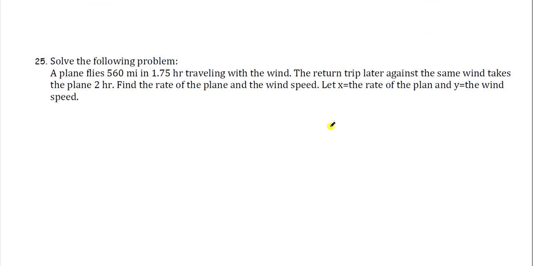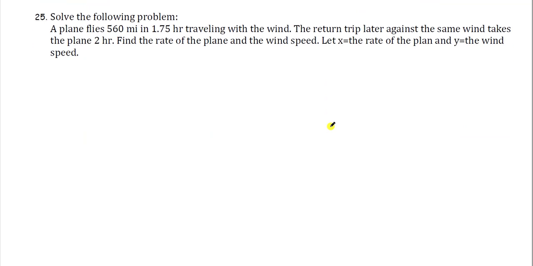25. Solve the word problem. A plane flies 560 miles in 1.5 hours, traveling with the wind, and then the return flight against the same wind takes the plane 2 hours. Find the rate of the plane and the speed of the wind. Let's let x be the rate of the plane and let's let y be the wind speed.